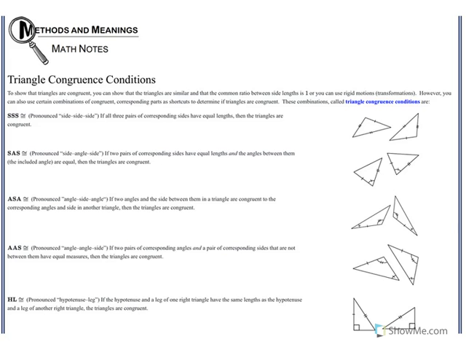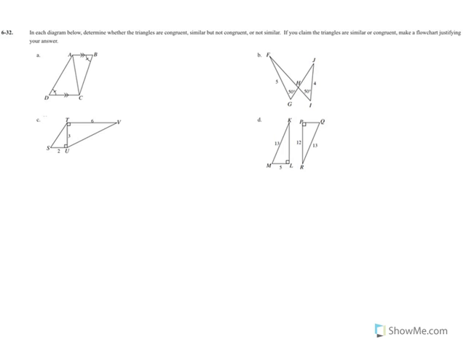Just a reminder, these are the triangle congruence conditions or theorems. Either way you say that is fine. So if you don't have these written down already, you probably want these. These are the only 5 that work for congruence. There's others that work for similarity, but these are the only 5 that work for congruence. So if you don't have these written down already, please write them down. Just pause the video and write them.